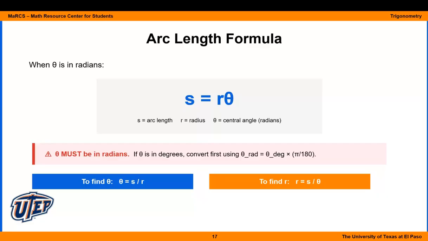Radians allow us to compute arc length easily. The formula is S is equal to r theta, where S is arc length, r is radius, and theta is the angle in radians. It is very important that theta is in radians when using this formula.